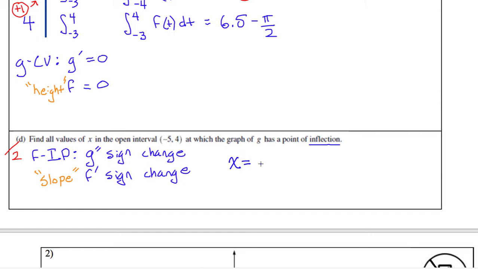X is equal to -3, 1, and 2, and do we need justification? Nope, you just need the correct values. But if you want the justification, because you're so used to it by now, you can say it's because that's where g double prime sign change.